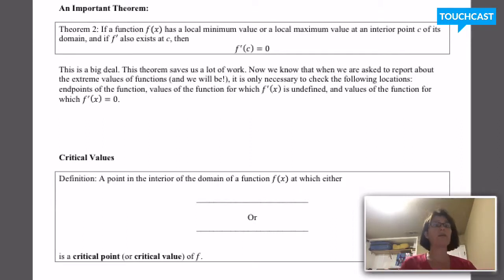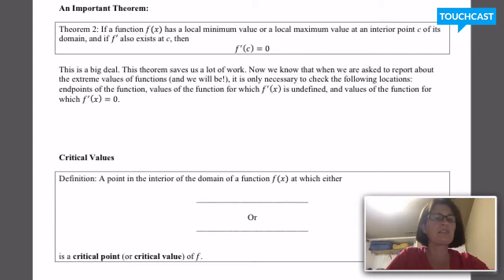So this is a big deal because now we're going to spend most of the rest of semester 1 finding extreme values of functions. That's our goal for the next 3 or 4 or 5 weeks. When we're asked to report about extreme values of functions, we don't have to look at every single x value. We know we can limit our search to endpoints, local extreme values, which means we're only going to have to look at places where the derivative is equal to 0, or places where the derivative is undefined. So now we only have 3 categories of points where we have to look.